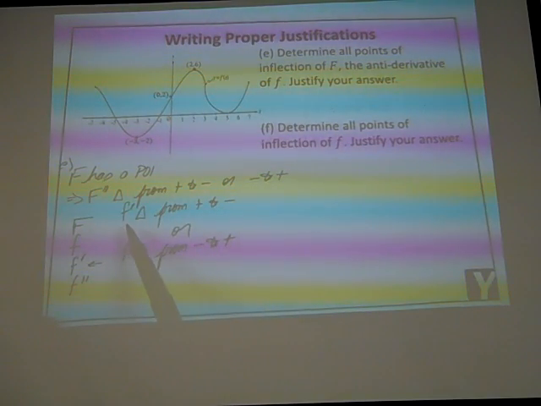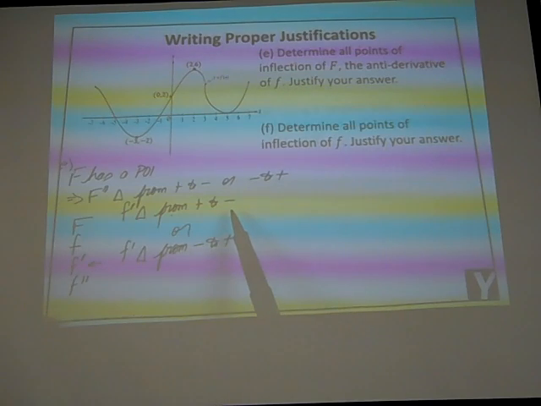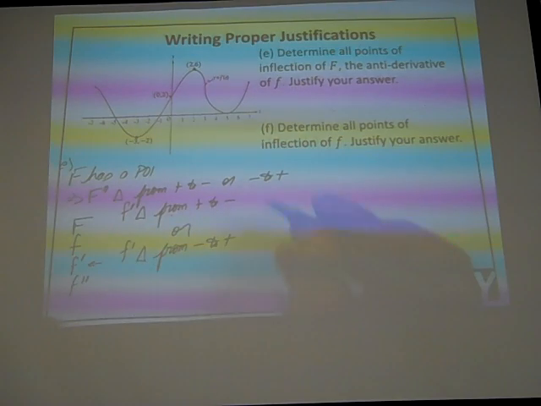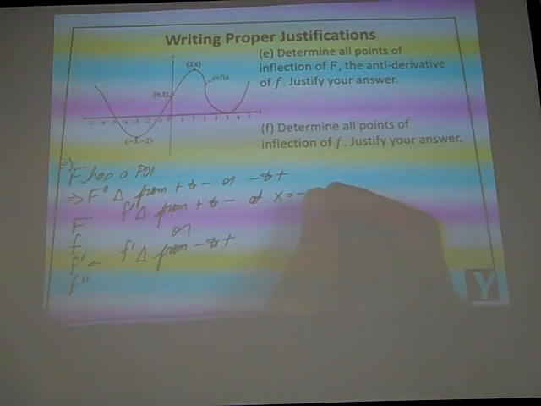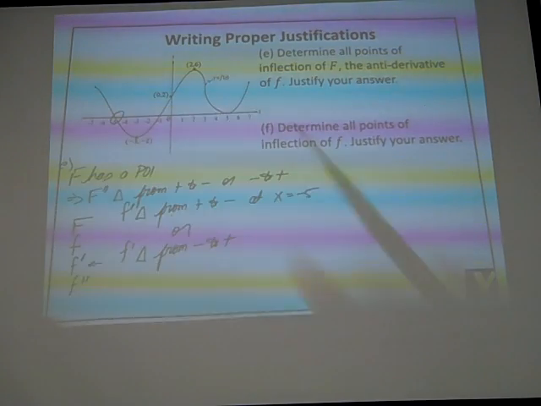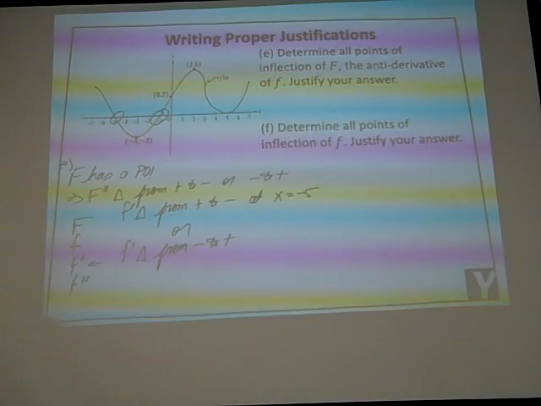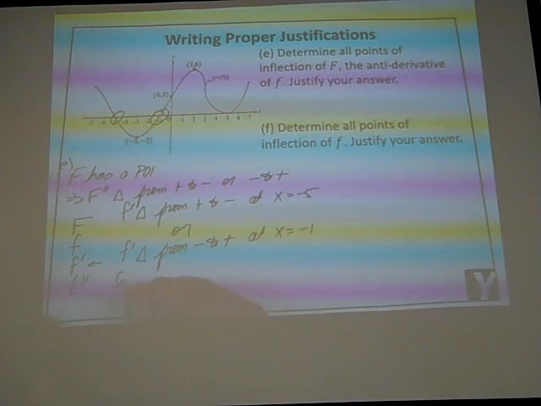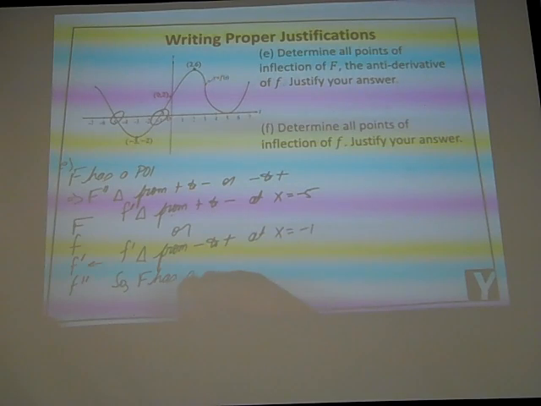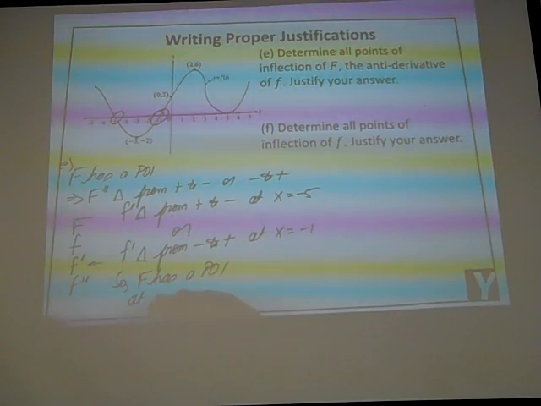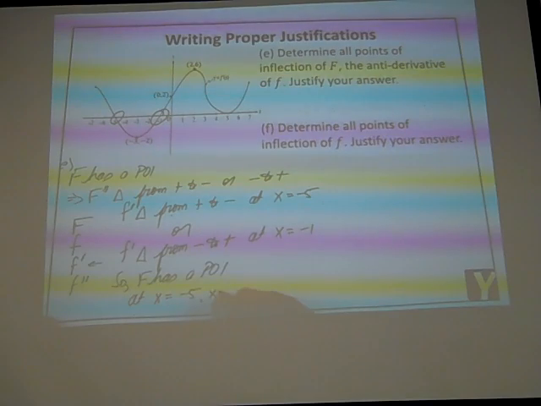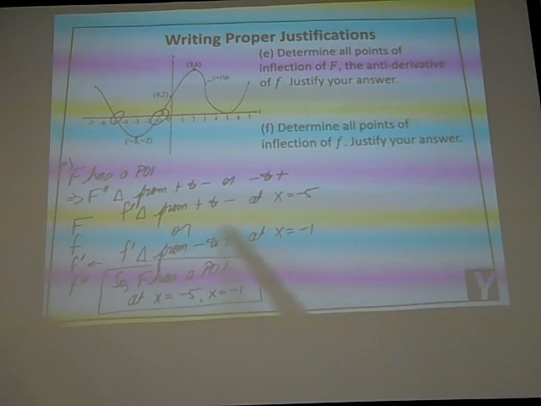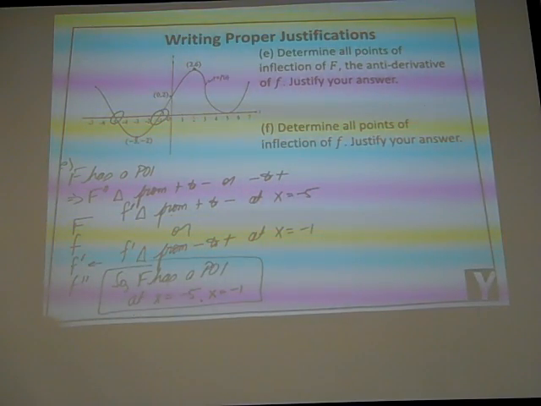Where does f prime change from being positive to negative? We've already answered this question once before. F prime changes from being positive to negative at x equals -5. So right here. F prime changes from being negative to positive at x equals -1. So I would conclude and say, so f has a point of inflection at x equals -5 and x equals -1. That would be my conclusion. This would be all my supporting evidence for that.